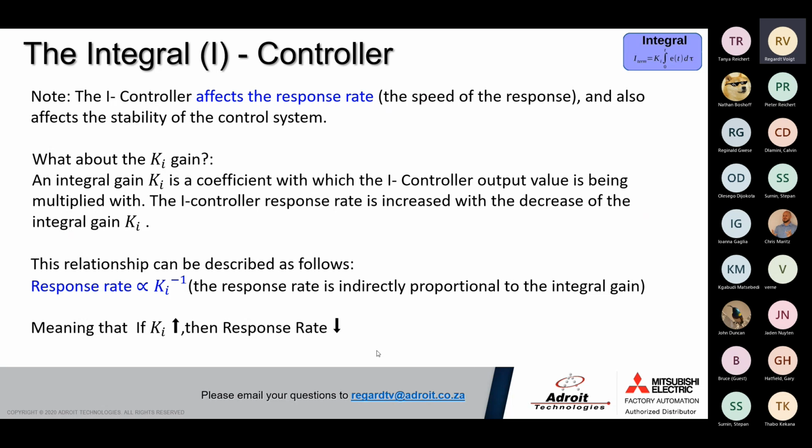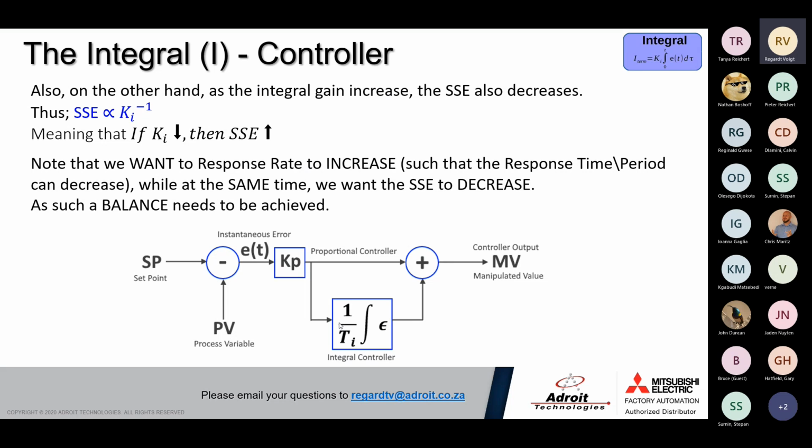That means that your response rate is indirectly proportional to your gain. So the larger your gain, the smaller your response rate, which means your response time will be high. On the other hand, the larger your steady state error, it means that you've got a very small gain for your integral controller. So that's what I'm saying. A balance needs to be achieved. Either you have a very aggressive reaction system, or a very slow system, but accurate.